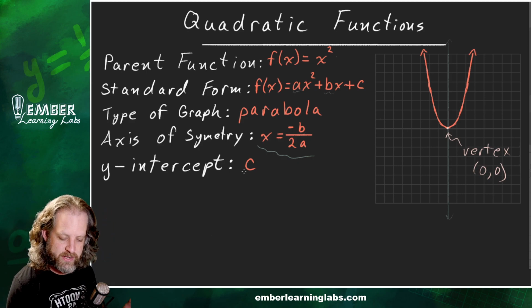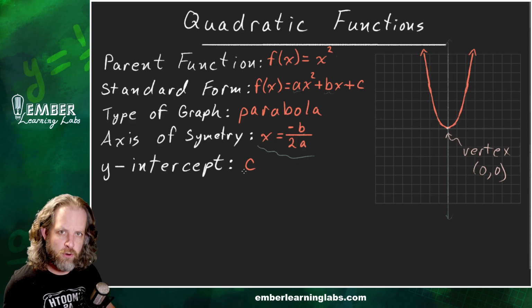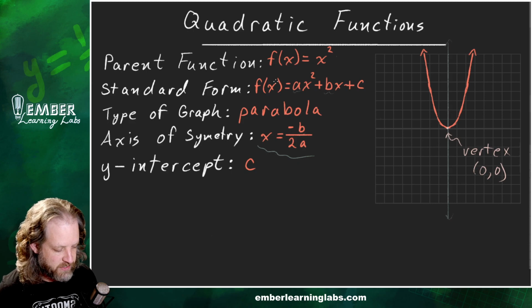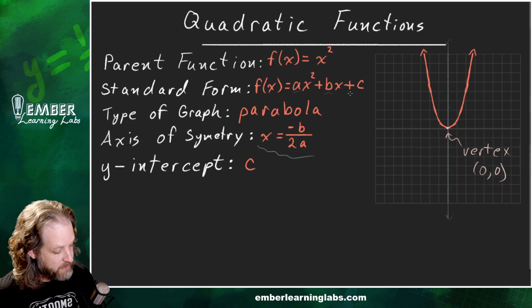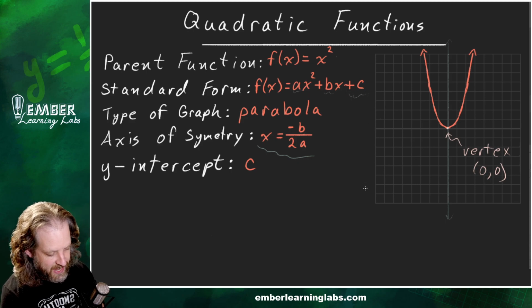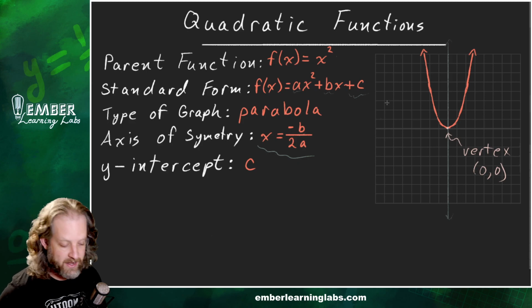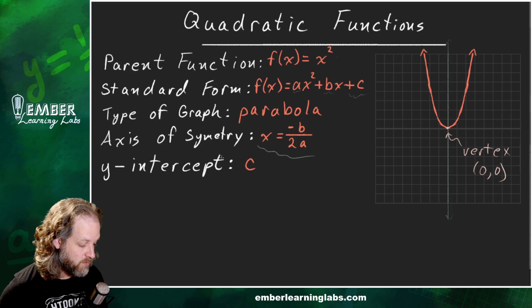In Algebra 2, we end up learning how to put things into standard form and vertex form and all that kind of stuff. But most of the stuff in Algebra 1, it's just going to be given to us in standard form. The y-intercept is always C. It's always that term by itself that doesn't have an x on it, right? There's no x squared, there's no x. The one that's just by itself, that's the y-intercept.